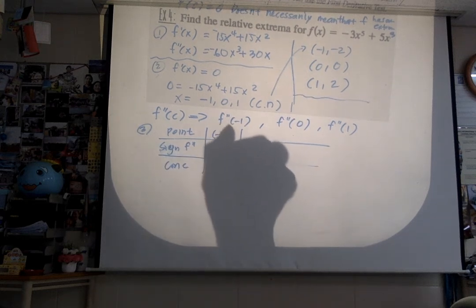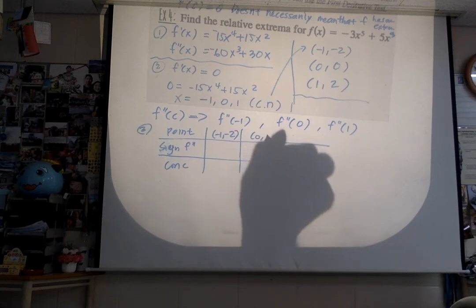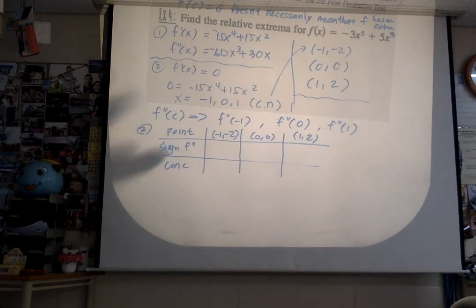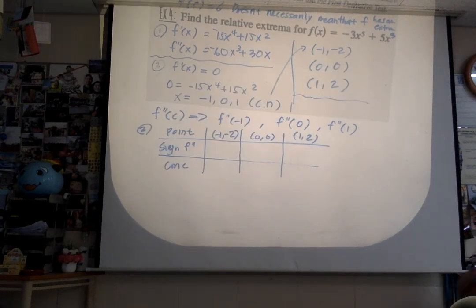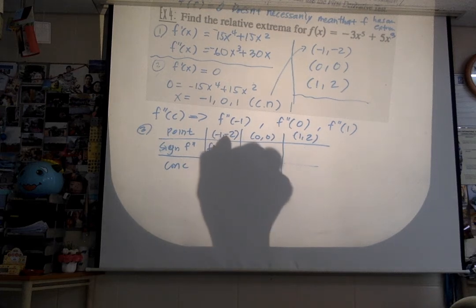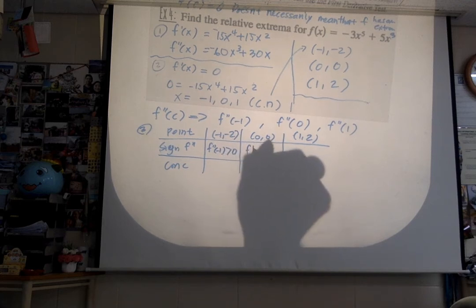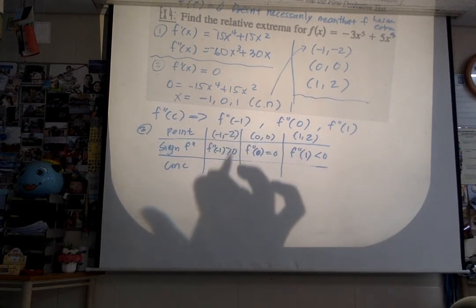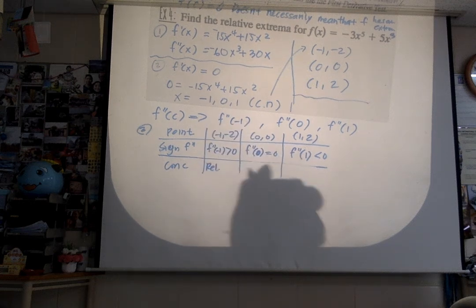What's your point? I got negative 1, negative 2. I had 0 and 0, that's your critical numbers, right? And 1 and 2. Remember, these are all the points in which the slope of your tangent line is 0. F double prime at negative 1 was greater than 0, and f double prime at 0 was equal to 0. Strange case. F double prime at 1 is negative here. So what's our conclusion? That means this guy must be a, think about it, relative minimum, okay?